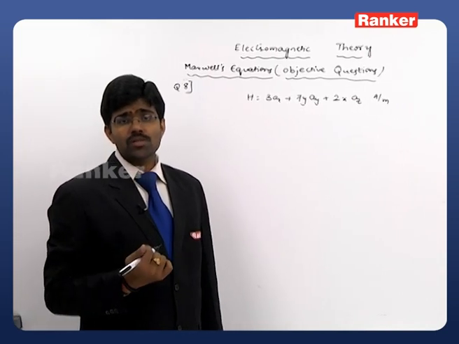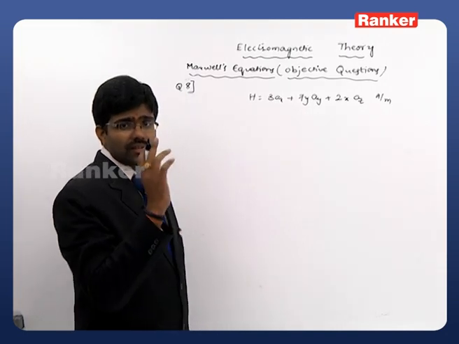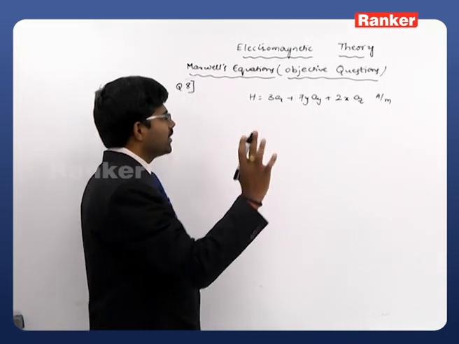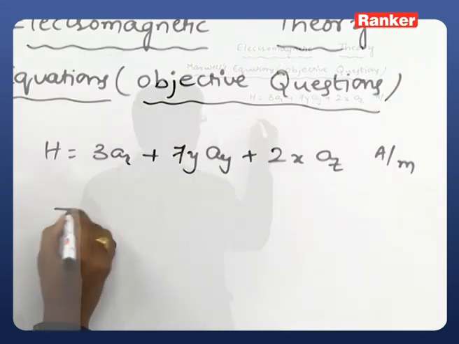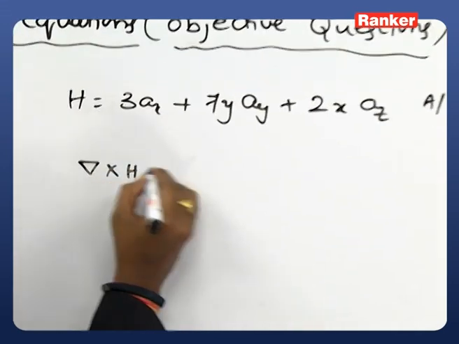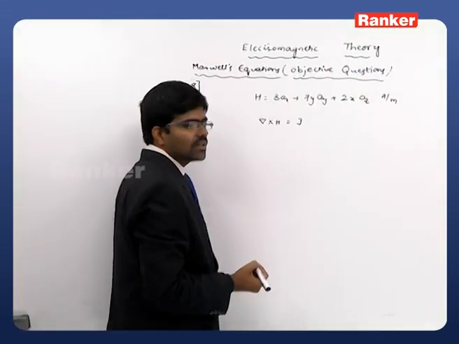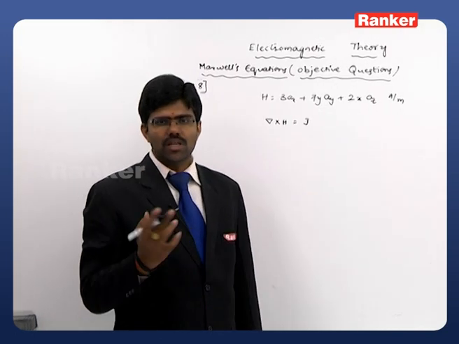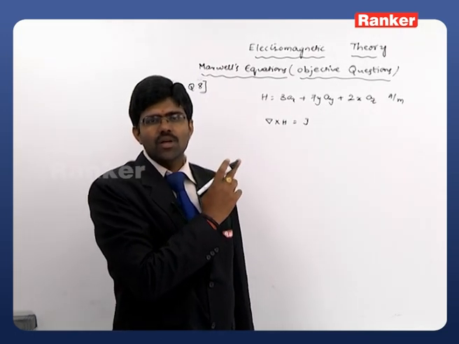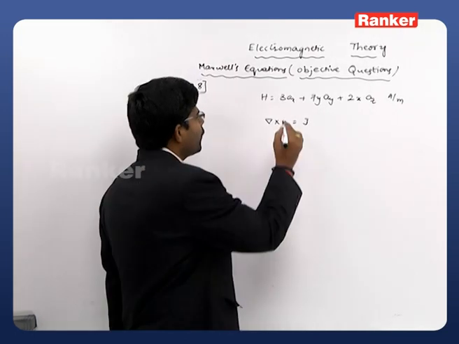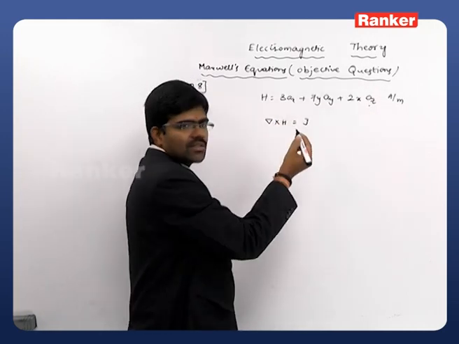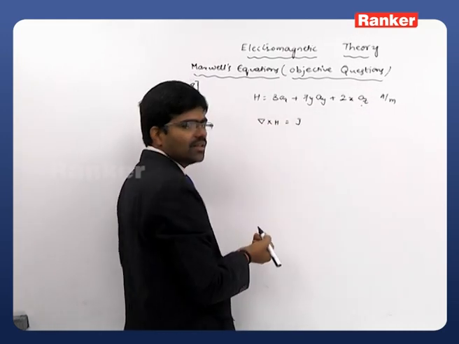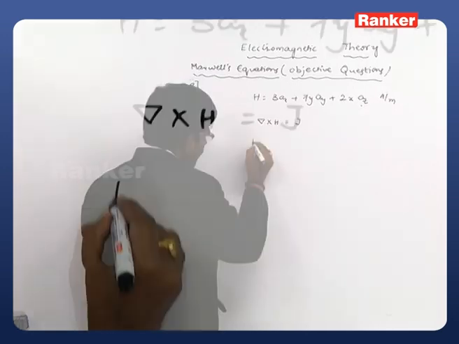Which current density we are supposed to observe? Clearly, remember the total current density. So what is the equation which relates our current density with H? We have a beautiful equation, del cross H equals J. So that is the total current density we are observing here. If you find the curl of this particular vector which is given to us, then obviously that is our current density. So just expand this one.